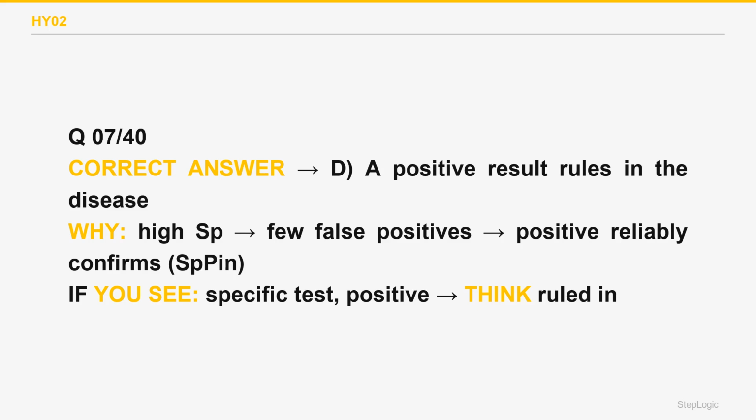Because a specific test has few false positives, a positive result is not likely to be a false alarm, the opposite of ruling in. Choice E wrong. A positive result rules the disease IN, not out. That pairing is reversed. Choice B wrong. A specific test that is positive rules the disease in.